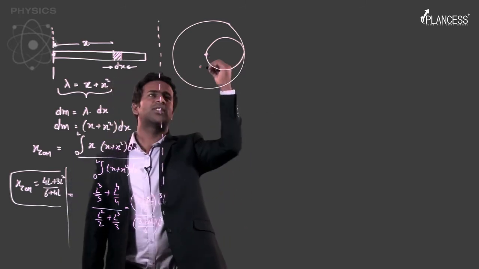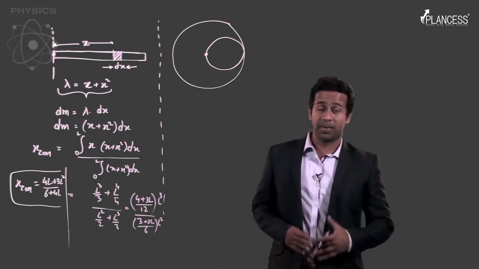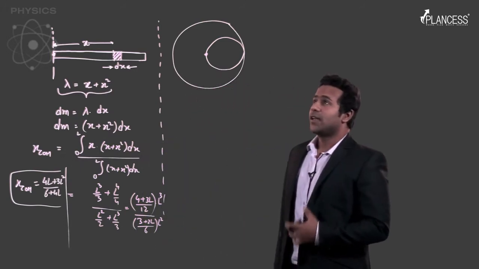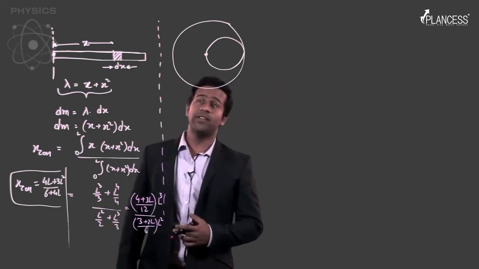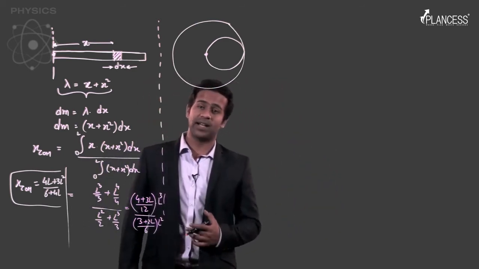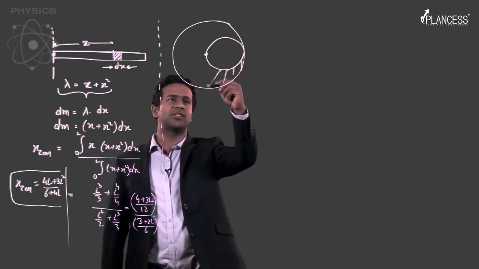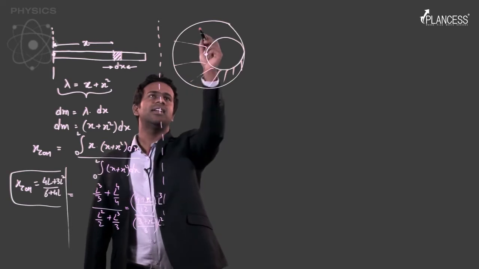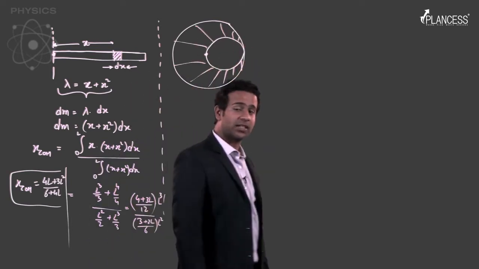So it has been cut out such that one end touches the outer circle, the bigger disk, and the other, diametrically opposite end, passes through the center. Now we wish to find the center of mass of the remaining disk. So basically the region that I'm shading is the region that contains mass, and the rest has been cut out, right?